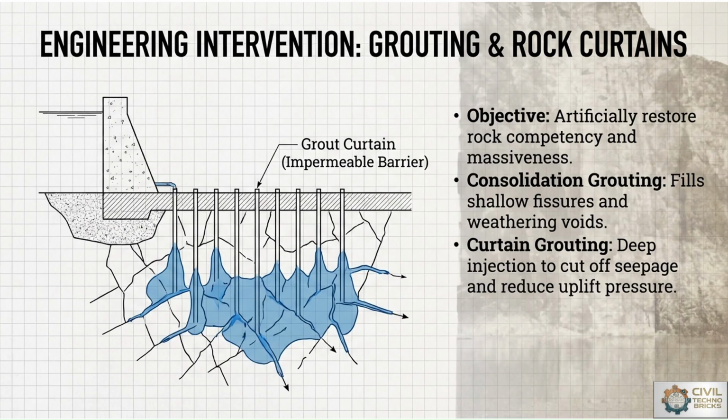So what is the objective behind that? Artificially restore rock competency and massiveness. Grout curtains are provided artificially, a man-made activity in the ground, where we can provide impermeable barriers. Grouting improves the strength and impermeability of foundation rock. Consolidation grouting fills shallow cracks, joints, and weathered zones near the foundation. Curtain grouting creates deep impermeable barriers to reduce water seepage beneath the dam. Grout curtains help minimize uplift pressure and increase overall stability.